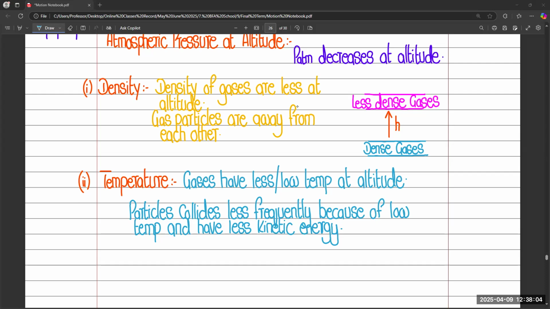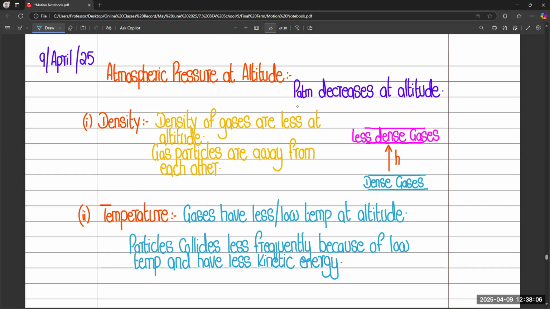So these are the two reasons if they ask in the exam what the factors are or how atmospheric pressure decreases at altitude. The reasons are simple. The first reason is density, and the second reason is temperature. These are the two factors only in our syllabus that we need to know about atmospheric pressure at altitude.